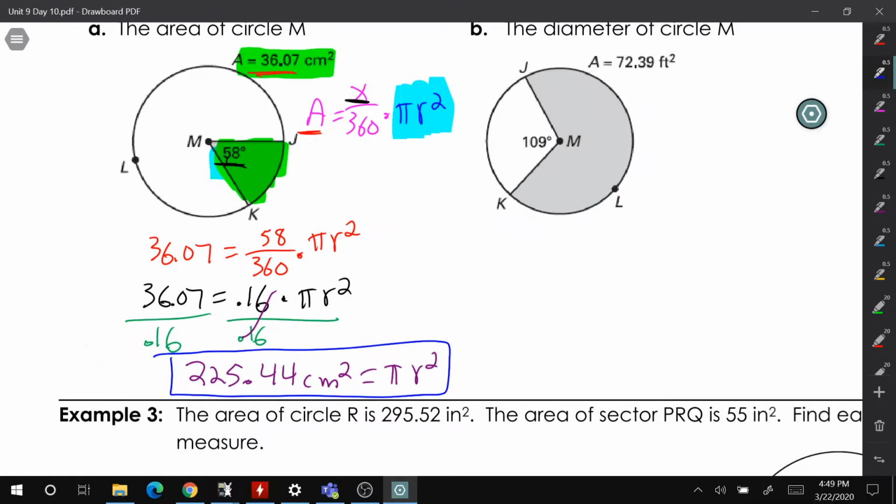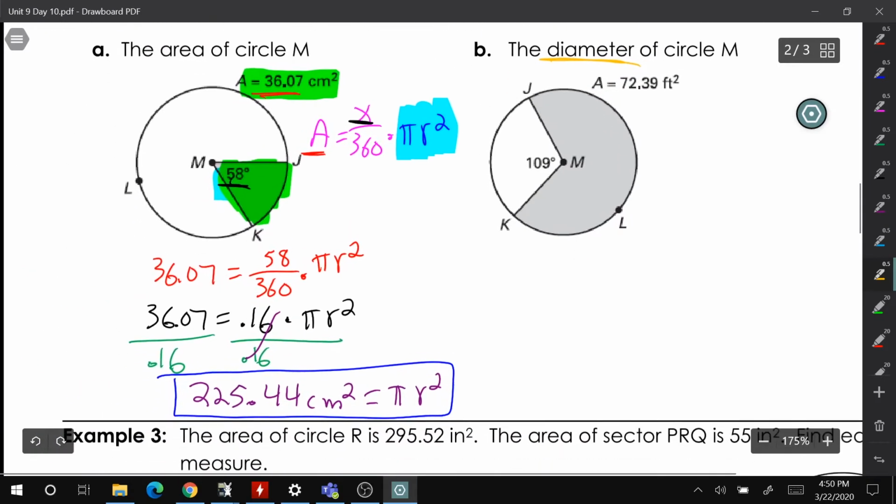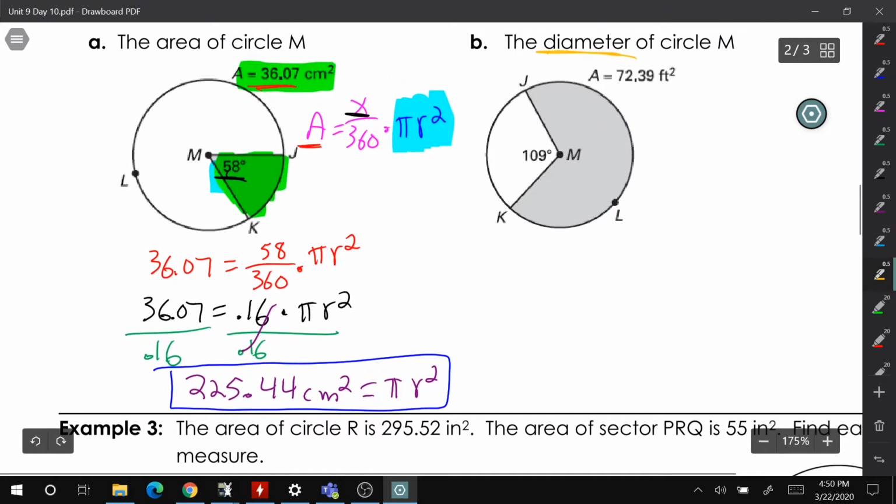All right, for letter B, we're going to have to do some more math than we did before because we were asked to find the diameter. In part A, we were asked to just find the area. That's why we were able to leave this part alone. But in B, we're going to have to get r by itself because we're asked to then find the diameter. So it'll be a little bit more math, but it'll be fine, and it'll just be a little bit more work.